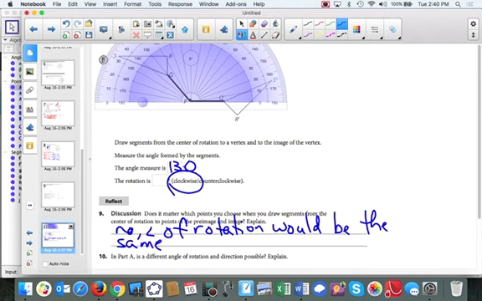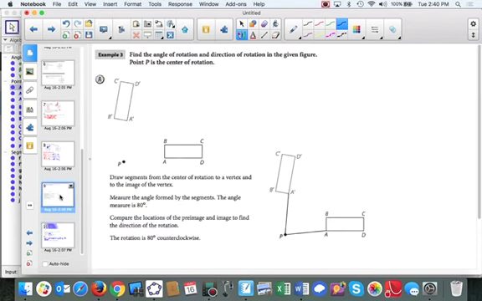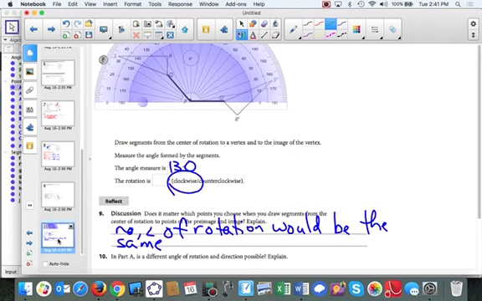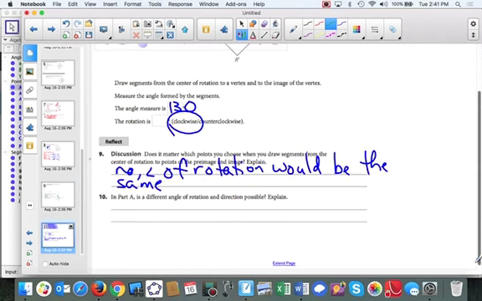In part A, is a different angle of rotation and direction possible? All right, part A, what are they referring to? Okay, absolutely. They counted the direction going this way, but could I have said that the rotation was a clockwise rotation of a much bigger angle? Yes. What would that angle be? It would be 360 minus this 80.